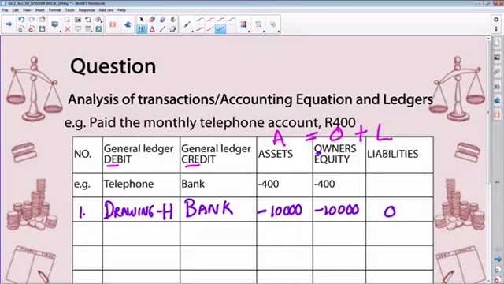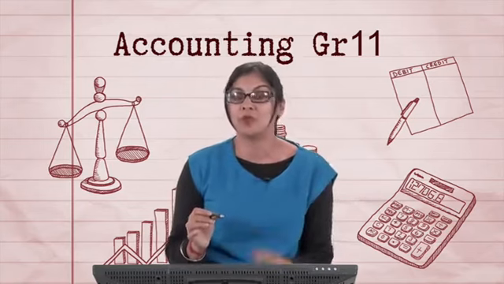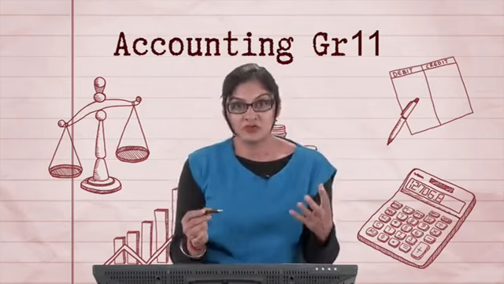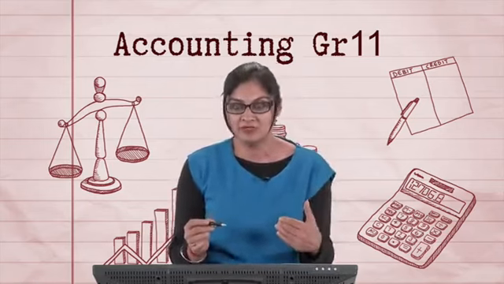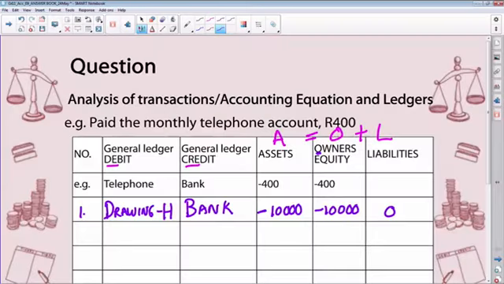Now remember guys, this is something you may have done in grade 10. There's always a way of checking your accounting equation, whether mathematically it makes sense. So always try to do that for every transaction. Check whether this equation makes sense. Okay, what am I talking about? If I had to put an equal to sign, remember A is equal to O plus L. And if I now inspect the left-hand side of the equation, okay, the assets.